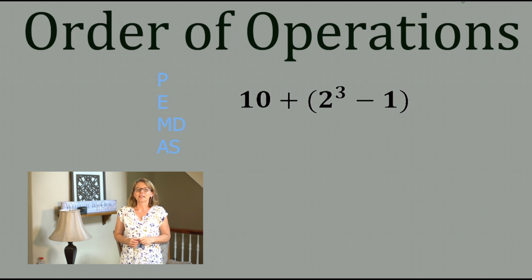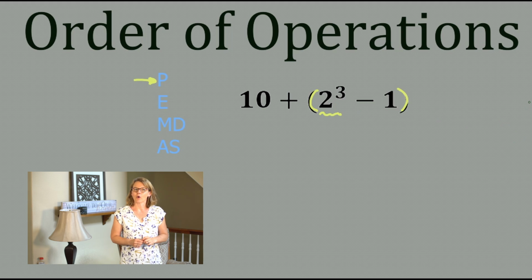Example 1, 10 plus parentheses 2 cubed minus 1 end parentheses. Going through our list, we must do the things in parentheses first. Within those parentheses, we get to go through the order of operations. Inside, I see a 2 cubed minus 1. That little 3 is an exponent, so he's the most important inside there, above the minus.